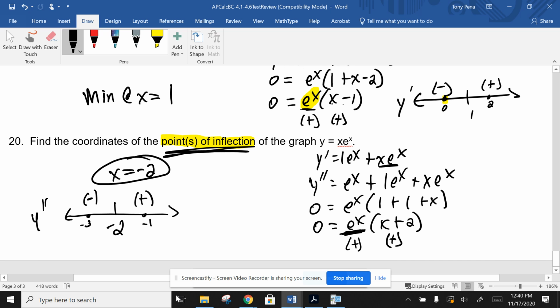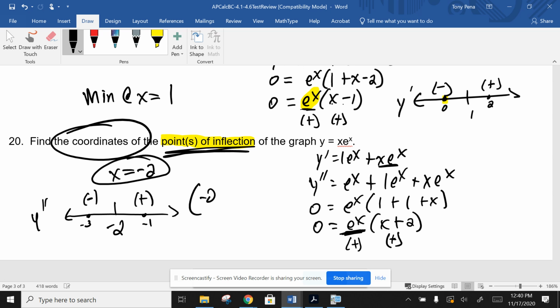Yes? Oh, it does say coordinates? Yeah, good call there. Yeah, thank you. See, rushing. So now we just have to take our x value, plug it in right here. So we should get -2 e to the -2. All right, yeah, thank you.